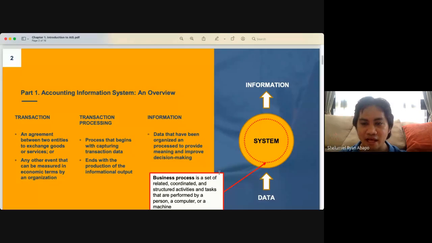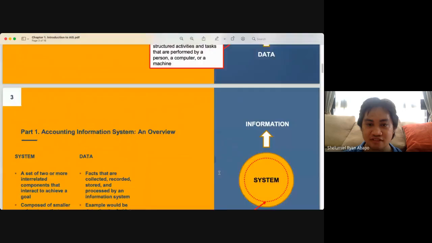Now, a particular transaction has different components, which we call data. And then these will enter into the system, and then they will be processed. And the end point of this processing, we call it the transaction processing. The product, when this particular data is processed, we call it the information. And information is data that has been organized and processed to provide meaning and improve decision making. So how do we make sense of this statement that information is already a processed one that gives meaning to data? Let's proceed to the second slide.